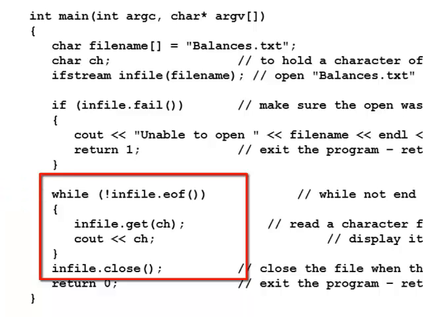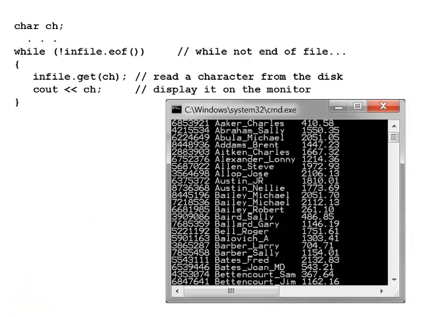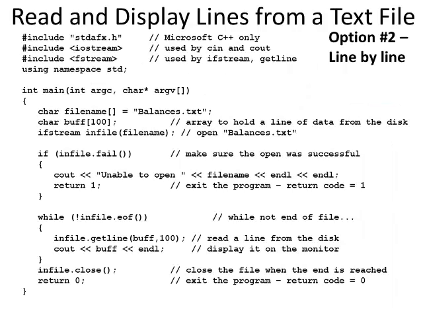Get 1 character and display it. Get another character and then display it. Get another character and display it. This time I have a return 0 when I'm all done, and the 0 is just an indication that I did not have a problem. Oh, here's what it's going to look like. It's just going to display all of the data. That's pretty cool.